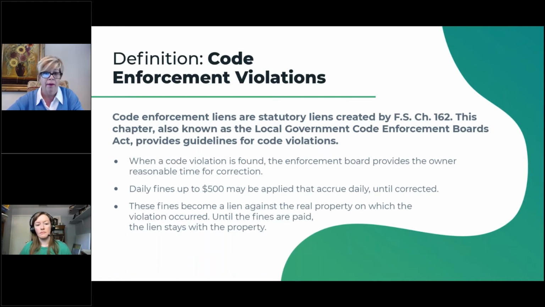Again, when a code violation is found, the enforcement board provides the owner reasonable time for correction. Typically, the information is presented to the seller with a notice, either via mail, or there's a sticker on a window, or there's some indication that there's something that needs to be addressed. If it is not addressed in a timely manner, that's when the clock starts ticking. Daily fines up to $500 may be applied every day until it's corrected.